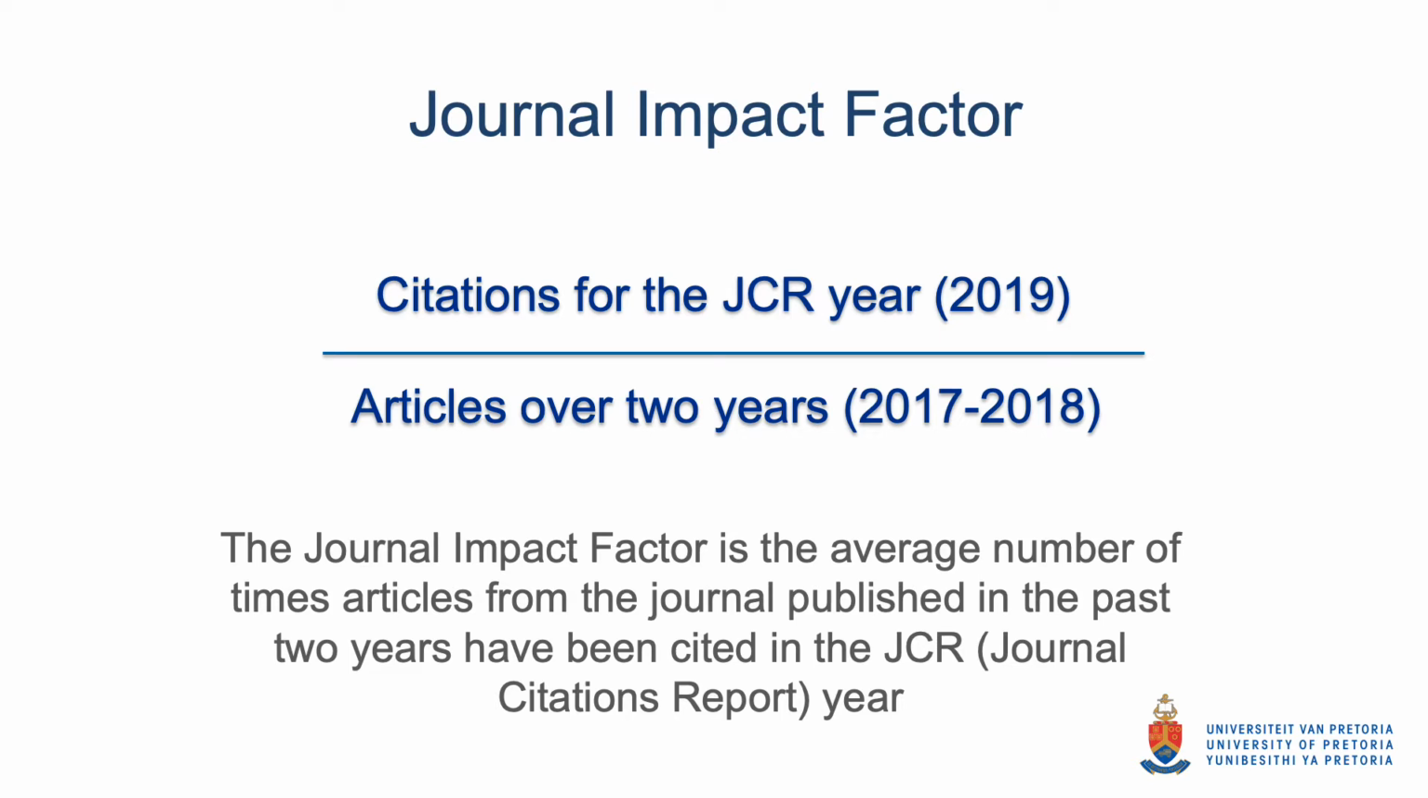The journal impact factor is based on citations. It is the average number of times articles from a journal indexed in the Web of Science were cited over the past 2 years. The latest measured year was 2019, also called the JCR year.